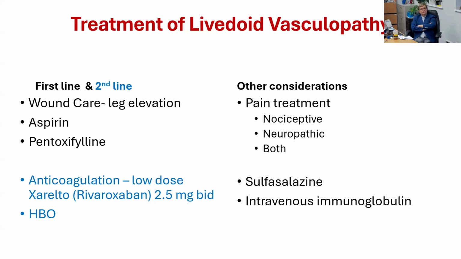First line is elevation, aspirin, usually low dose, 81 milligrams. Pentoxifylline is Trental, and we talked about that in the first case.